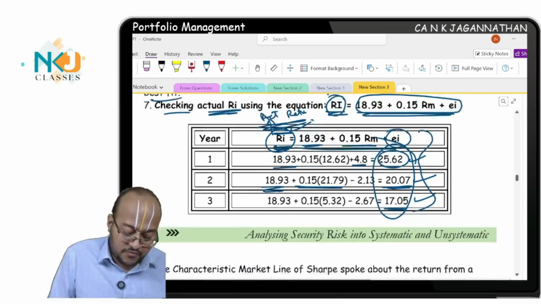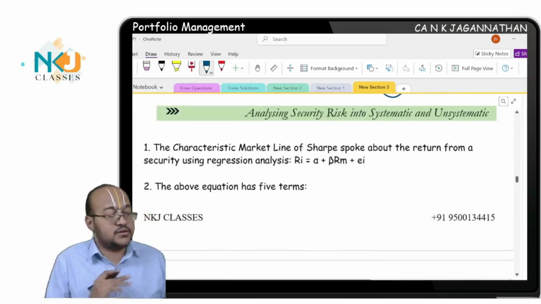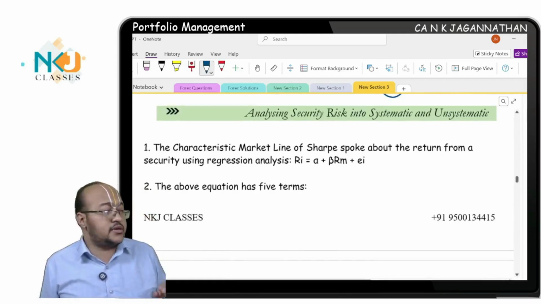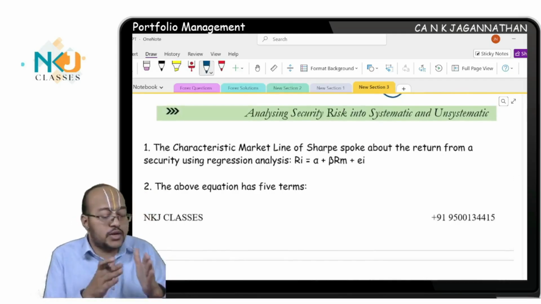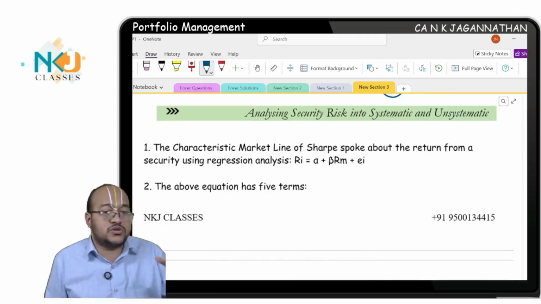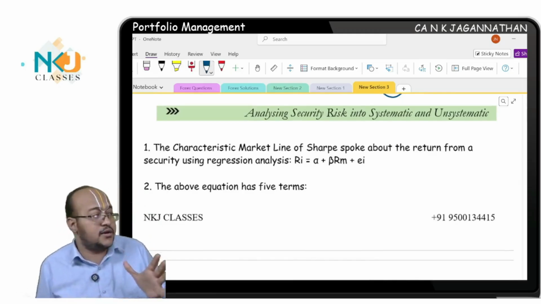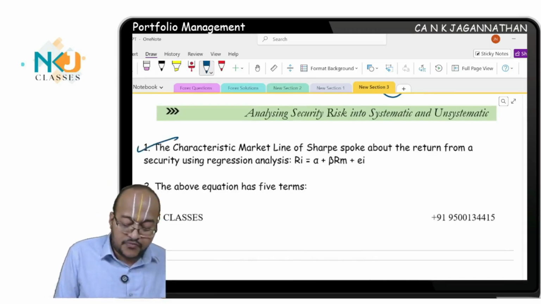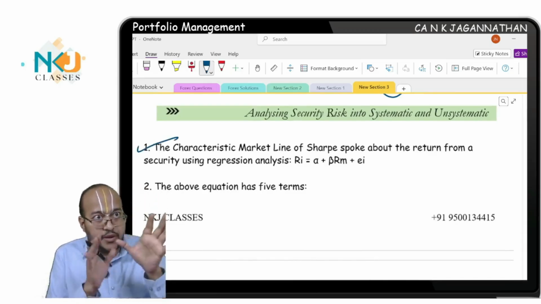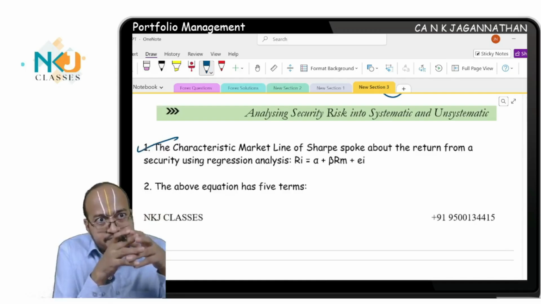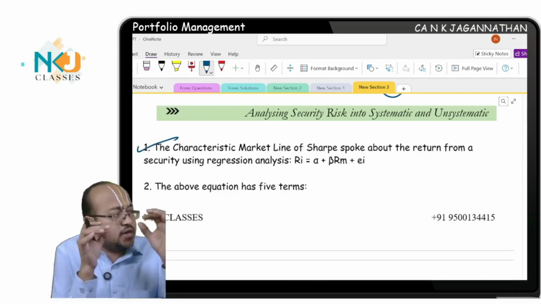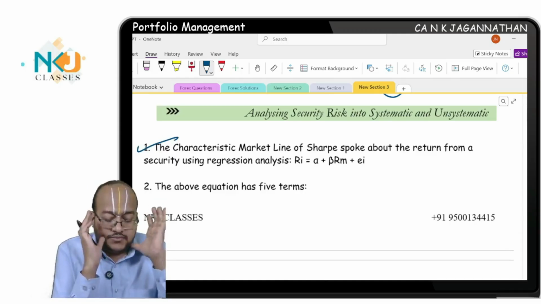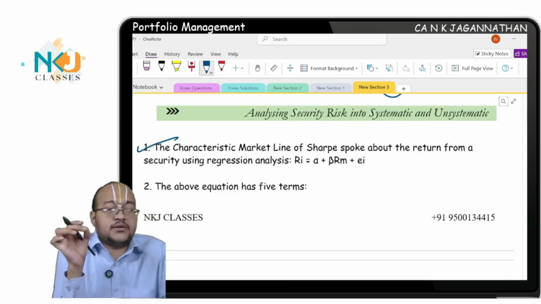Now, the main discussion starts now. Sir, you told that in the Sharpe single index model, we are going to segregate total risk into systematic as well as unsystematic. How the segregation happens, you listen to me. First we need to break down the equation, then each and every character we will understand, then we will proceed to the division of systematic and unsystematic.